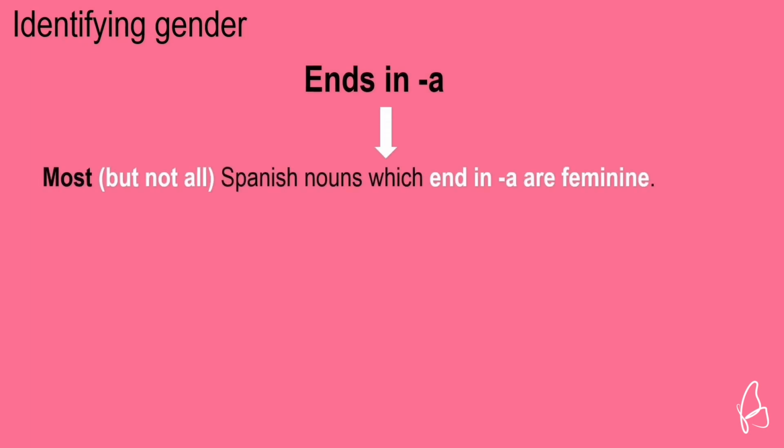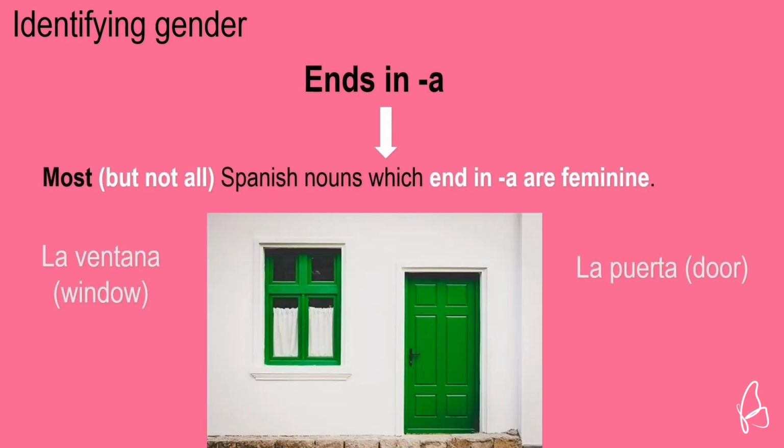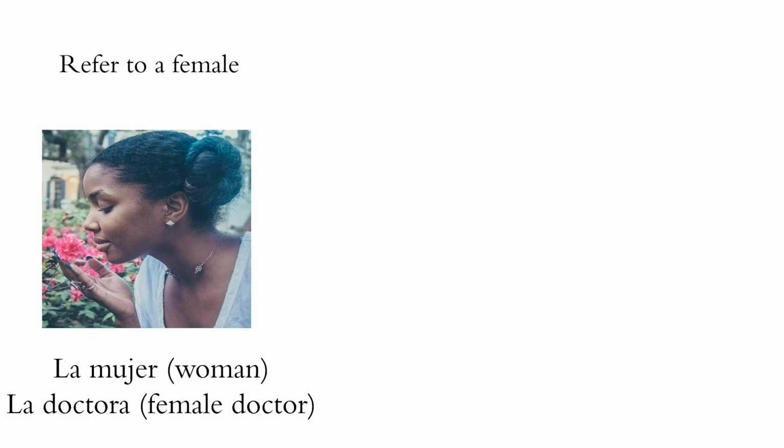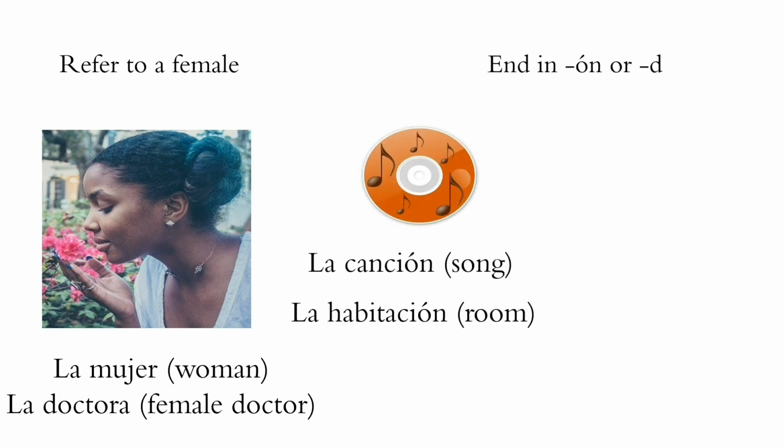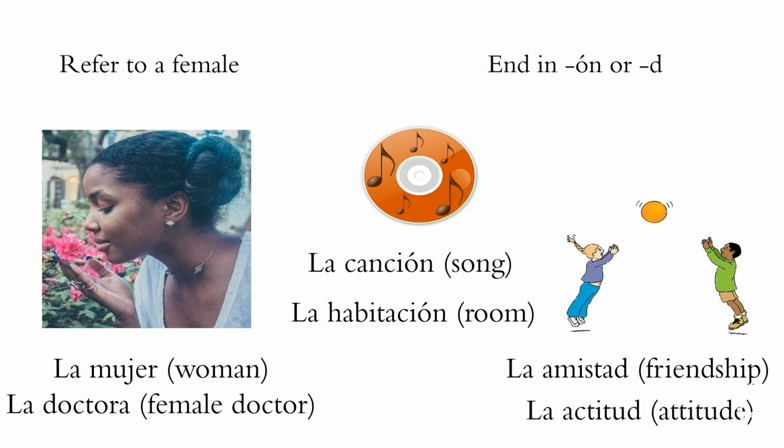For feminine nouns, most nouns that end in A are feminine. For example, la ventana, window, and la puerta, door. Next, we have nouns which refer to a female, like la mujer, woman, or la doctora, female doctor. And almost all nouns which end in ón, O with a tilde or accent mark, and D are feminine. For example, la canción, song, la habitación, room, la amistad, friendship, la actitud, attitude.